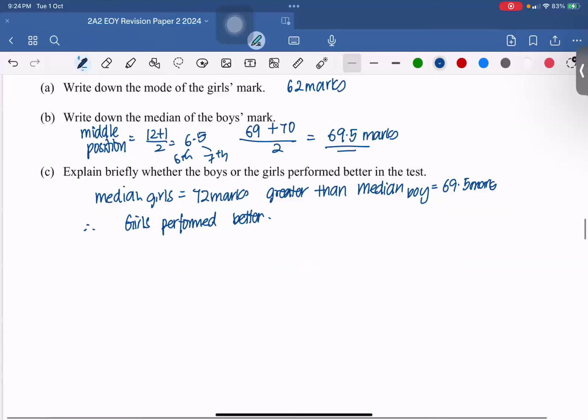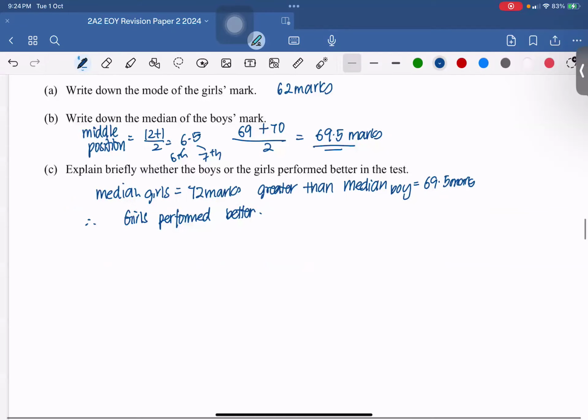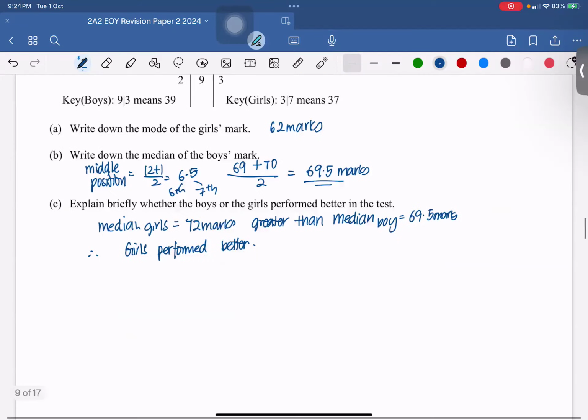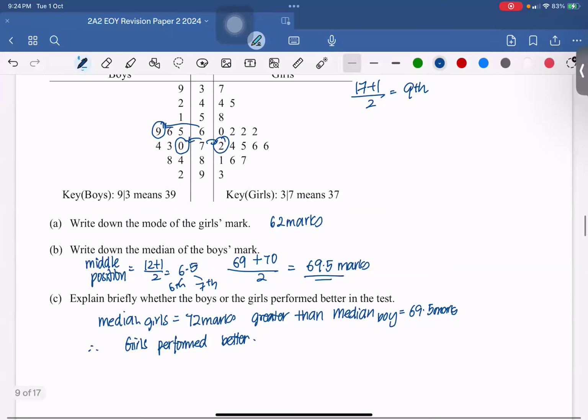So next carry on question. So this one, stem and leaf diagram. You can take a look at the past year papers. If there is a similar question, you can do also.